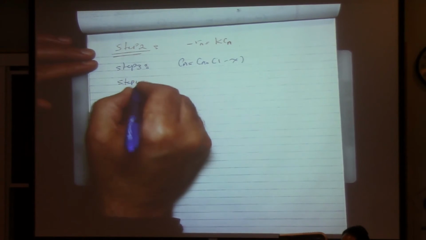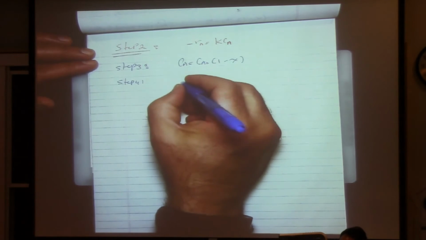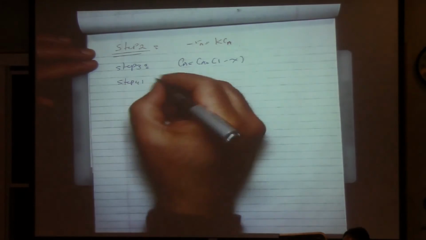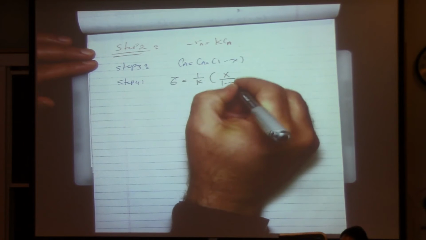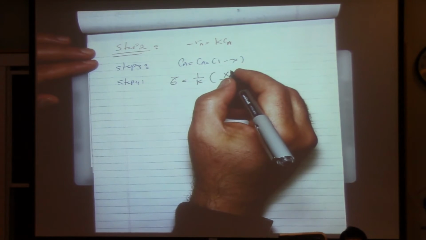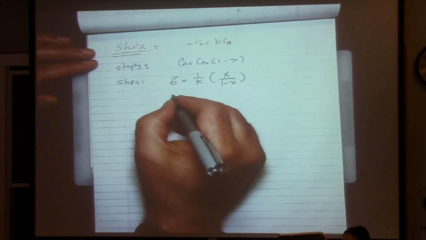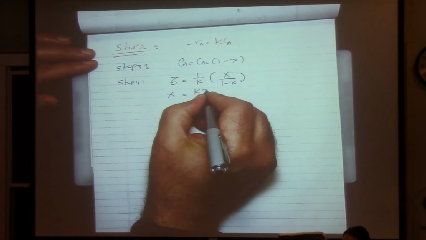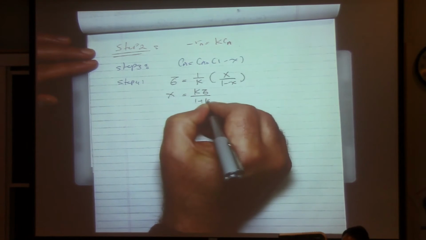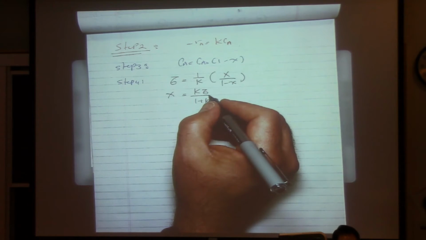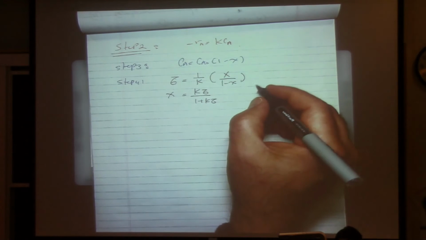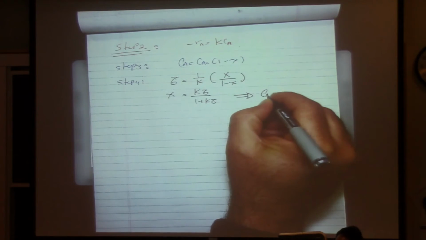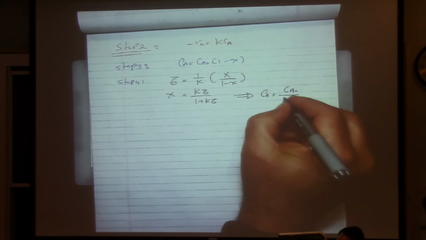Step 4, combine. Your tau would be 1 over k times X over 1 minus X. Or you can single out X from this equation. X would be k tau over 1 plus k tau. Now if you apply CA0 times 1 minus X to this equation, you can find CA from it. CA would be CA0 over 1 plus k tau.